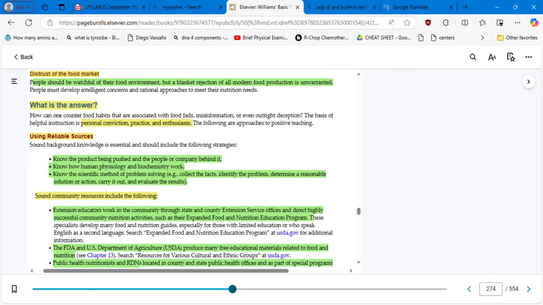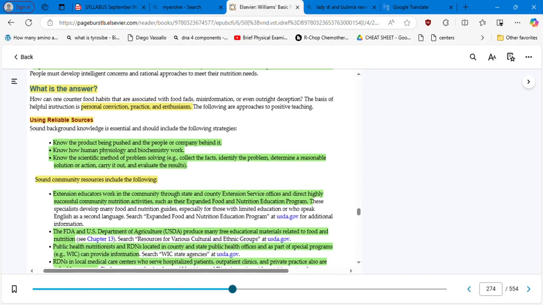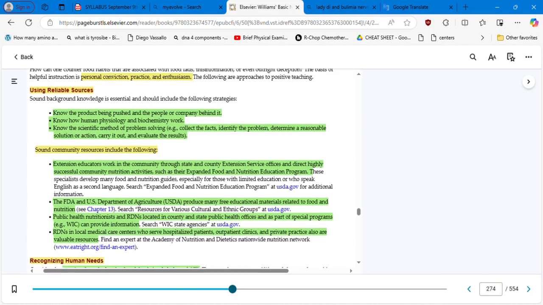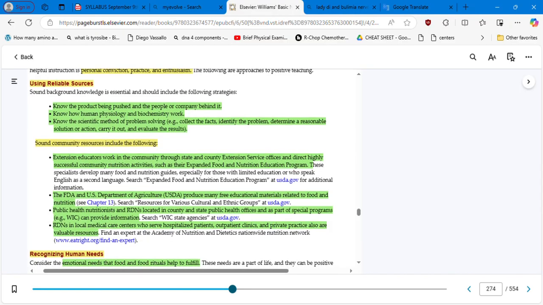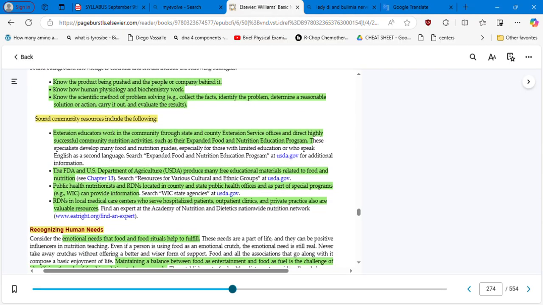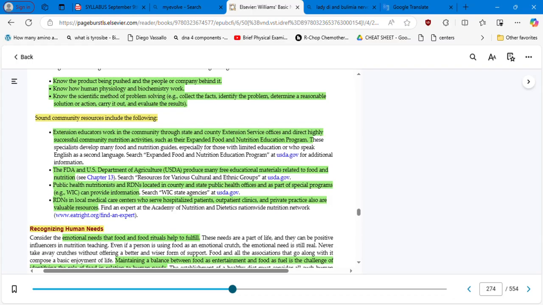What is the answer? So you need personal conviction, practice, and enthusiasm in order to avoid misinformation and to start looking and doing your research, your Google search or any type of search, to be familiarized and to have knowledge about what you are eating, what you are selecting, what you're putting in your shopping cart to go home. Using reliable sources, know the product being pushed and the people or company, know how human physiology and biochemistry work, know the scientific method of problem solving: collect the facts, identify the problem, determine a reasonable solution or action.